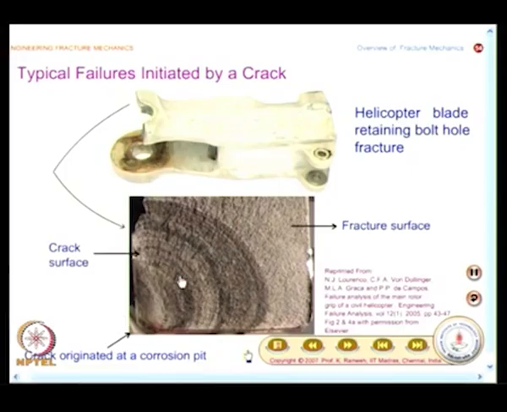And how has this crack been initiated? This is initiated because of corrosion, and you definitely see a different texture in this zone and the texture in this zone. That is what you can make out here. So, this indicates that the crack has grown. This is the crack growth phase, and this is the fracture surface, and this was actually a helicopter blade retaining bolt hole fracture, and the courtesy goes to Elsevier.